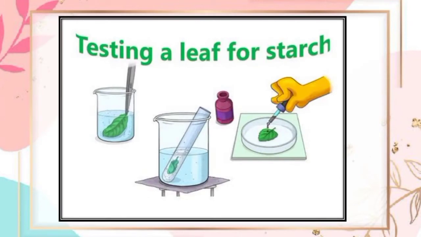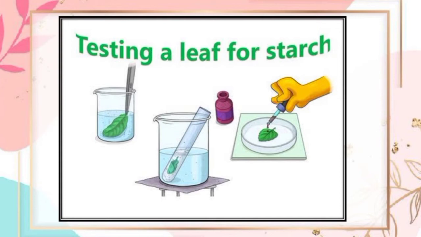Now the second experiment is testing a leaf for starch. Aim is to prove that light is needed by leaves for photosynthesis. Things needed are a potted plant, beaker, water, spirit, iodine solution, and dropper. Method: first step, keep a healthy potted plant in a dark room for a day or two. Water the plant at regular intervals.